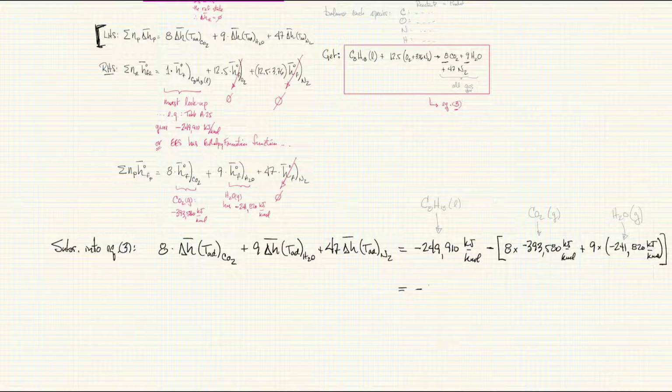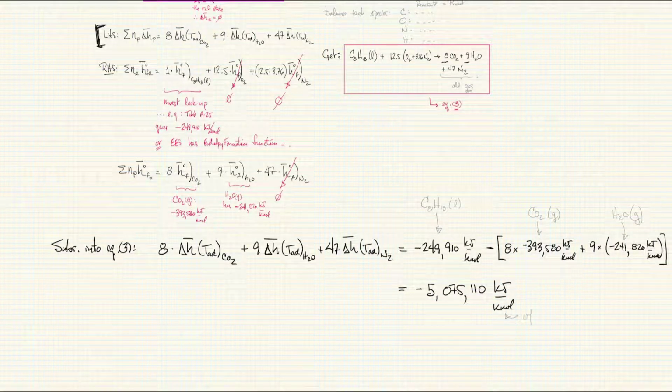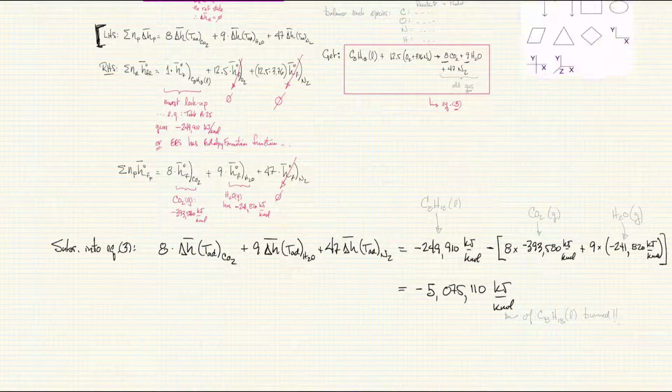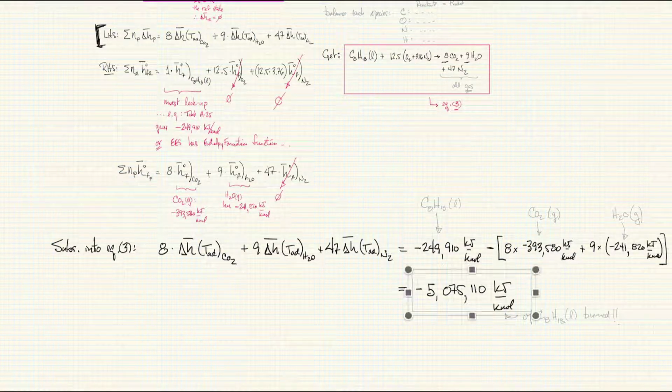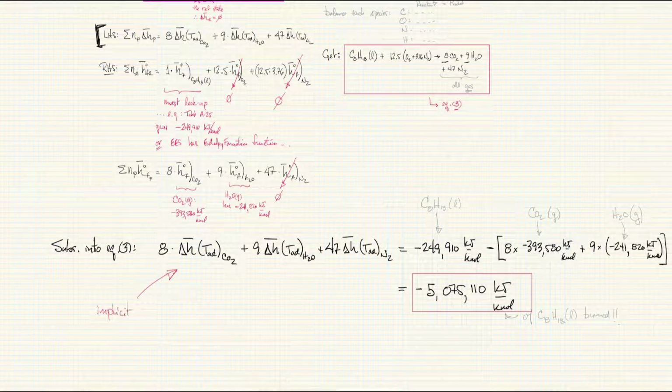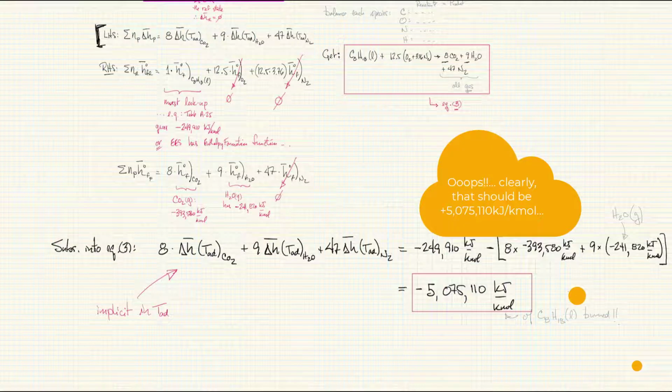And 5,075,110 kilojoules per kmol of liquid octane burned. Yeah, there's a little typo there. It should be a plus sign. Plus 5 million.